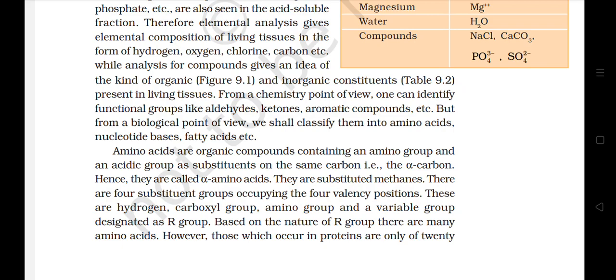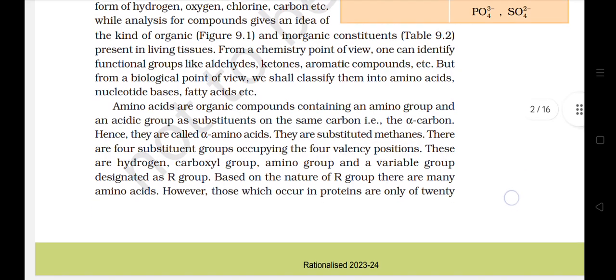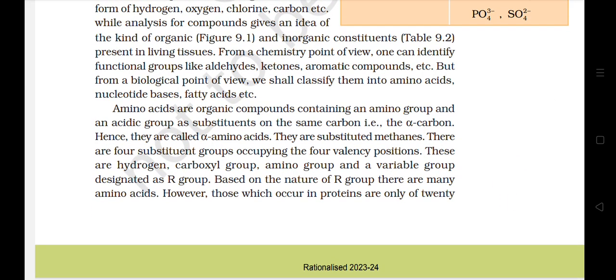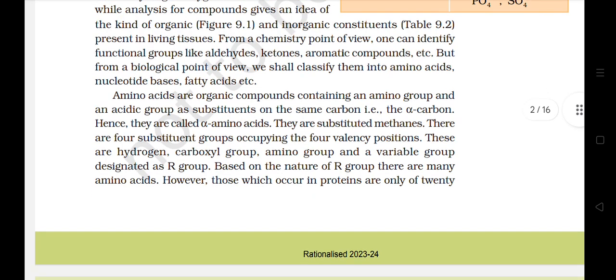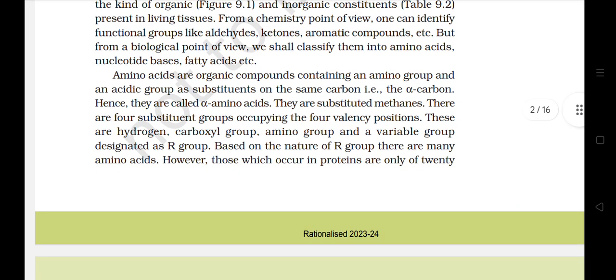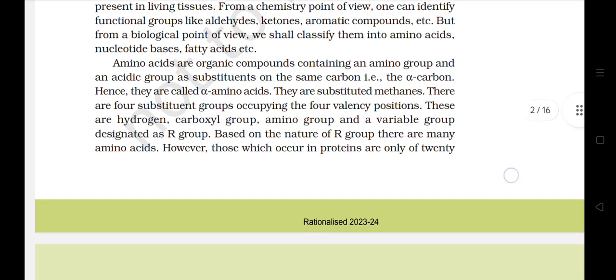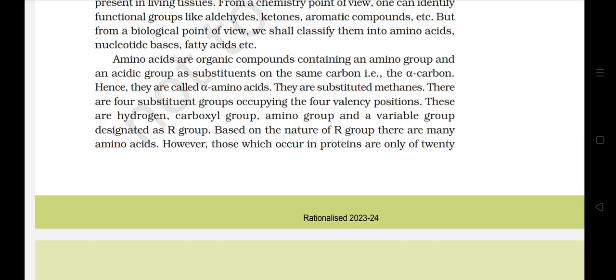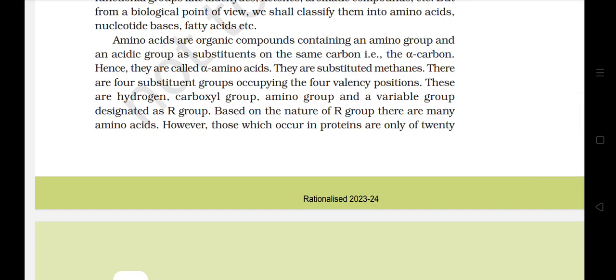Therefore, elemental analysis gives the elemental composition of living tissue in the form of hydrogen, oxygen, chlorine, carbon, etc., while analysis for compounds gives an idea of the kind of organic, figure 9.1, and inorganic constituents, table 9.2, present in the living tissue. From a chemistry point of view, one can identify functional groups like aldehydes, ketones, aromatic compounds, etc. But from a biological point of view, we can classify them into amino acids, nucleotide bases, fatty acids, etc.